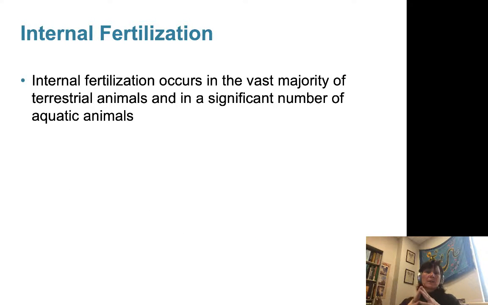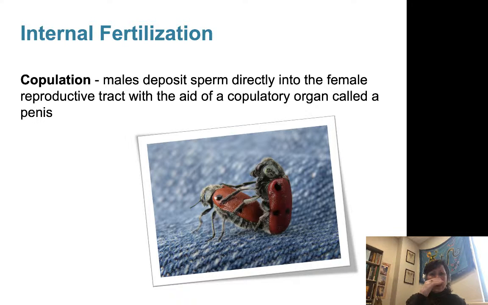Now, internal fertilization, which can happen in a number of ways, is defined, as you might imagine. Basically, the sperm are going to enter the female reproductive tract and fertilize the egg within the mother. Now, that said, you can do that in a couple of different ways. You can have copulation, as you see here with these beetles, where the male has some sort of intromittent or copulatory organ that he inserts into the female in order to transfer the sperm to her.